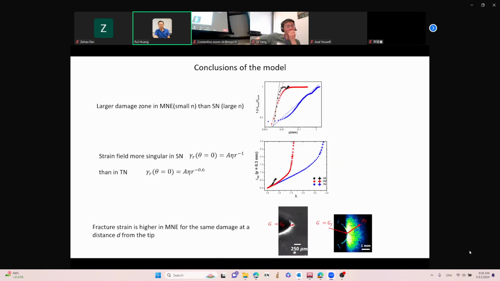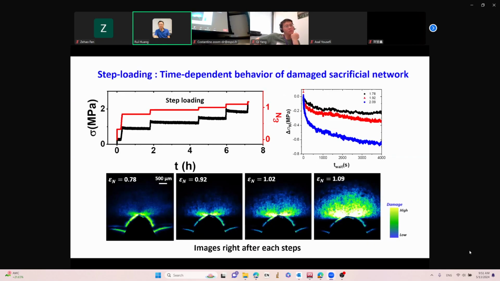And so the three conclusions we get from the model, which are qualitative, are: a larger damage zone in the MNE, a strain field more singular in the regular network, and a higher fracture strain. So these are three important experimental results that can be predicted with that model. And I think this is why I spent the time really trying to explain it to you in this talk. I'd like to finish with a few results. How many minutes do I have, Shanhe? Okay, so there are a few slides, but it's not that long.